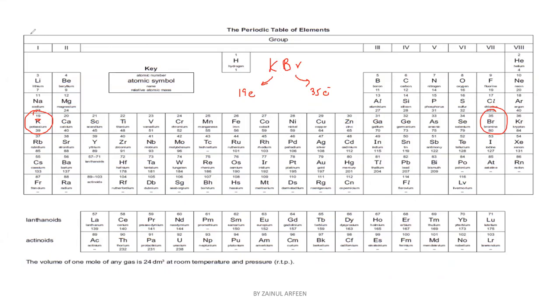But when they react with each other, potassium belongs to group 1, it will have a charge +1, or it will lose 1 electron. And bromine belongs to group 7, it will have a charge -1 and it will gain 1 electron.